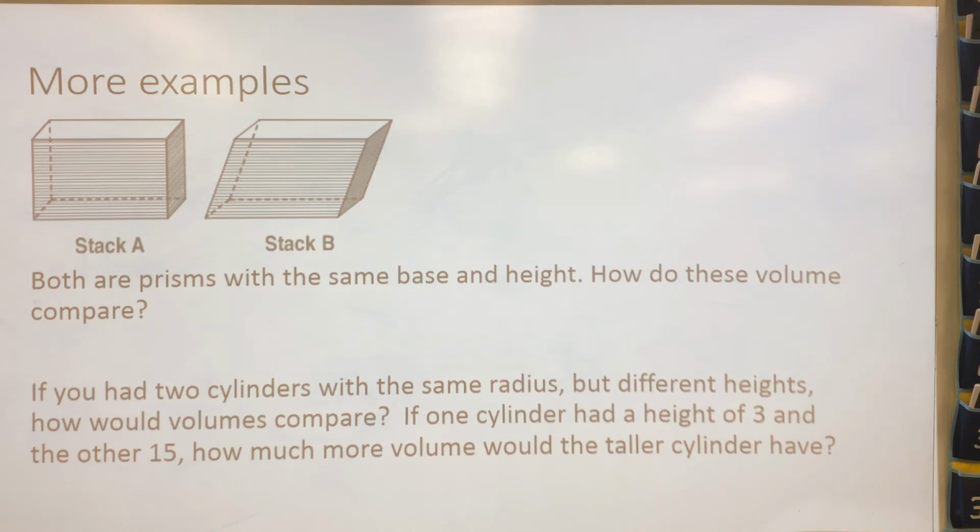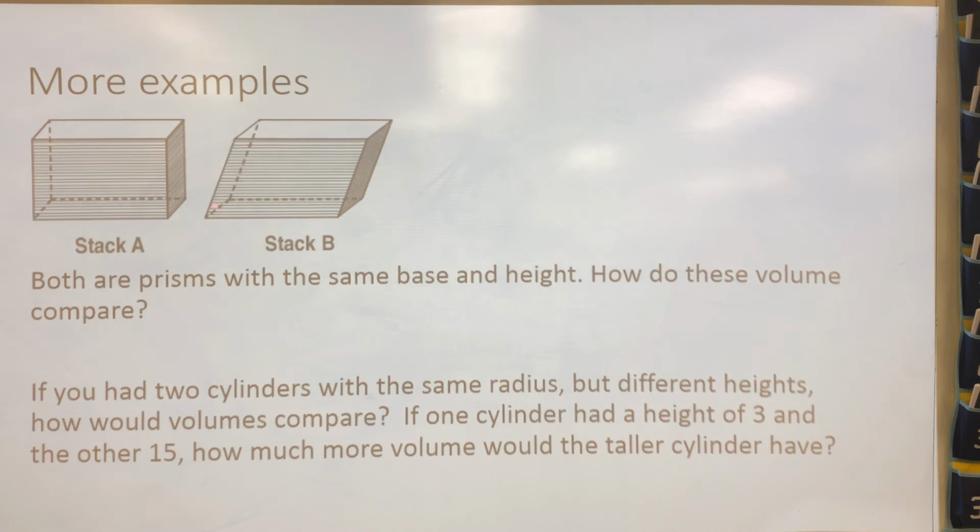A couple more examples to think about. In this example here, in this picture, we have stack A and we have stack B. Both of these are prisms, right? They have a rectangular base and they have a height. And it looks different, but it's really not. It has a rectangular base and the height, which happens to be this way. Remember, the slanted height is called the slant height. So in this case, they both have the same height and base. So how do the volumes compare?